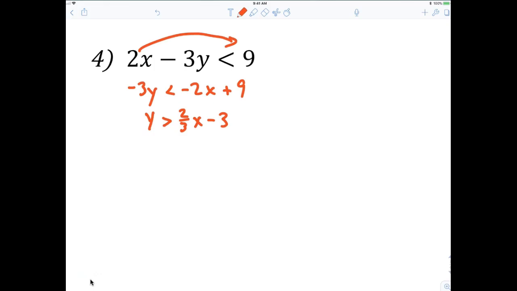Why didn't I use...? Well, you can't. It would be the same answer. All right? It would be the same. But the reason why I didn't on this one is because when you move it, then you move the 9, then you divide, then you switch the sign again when you flip it around. So it really doesn't matter.